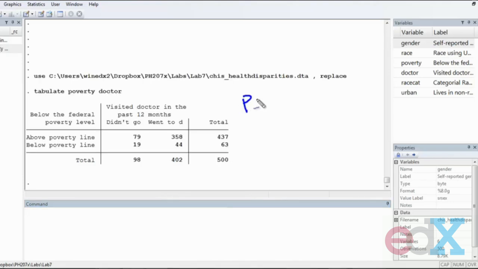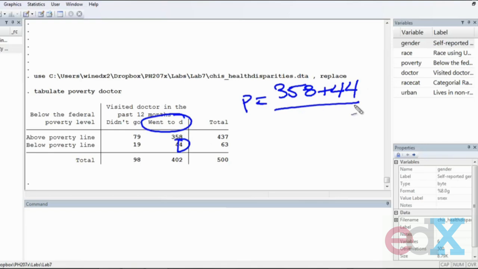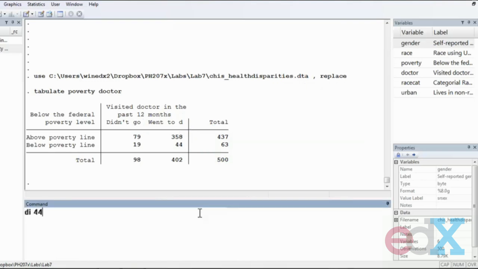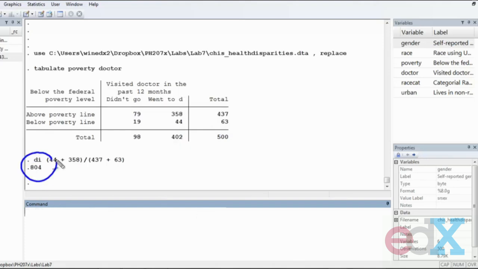We can first tabulate our data. So the first thing we want to do is calculate P. We can do that from this tabulate right here. We want to look at the people who went to the doctor. So X1 is 358, plus 44, divided by the total sample sizes above and below the poverty line, 437 plus 63. We perform that calculation in Stata, and we find that the estimate of the pooled proportion is 0.804.